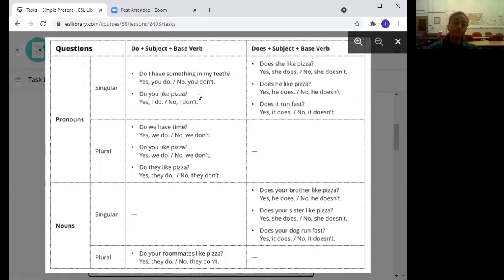Okay, so this is for the pronoun I and you singular. For plural pronouns, we also use do. We is a first person plural, and you is a second person plural. It is the same as second person singular. You in English, there is no difference. And then they is a third person plural. In all these cases, we're going to use a helping verb do to help us make a sentence, a question.